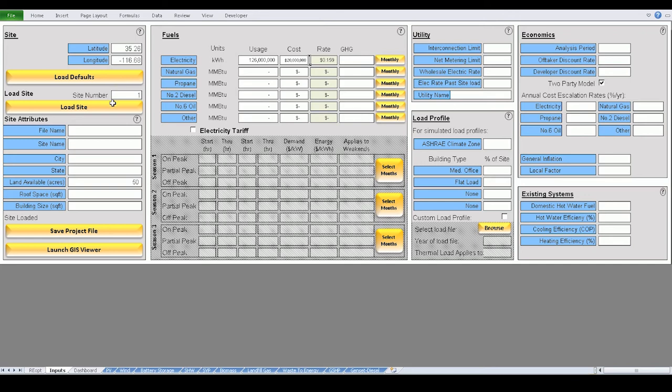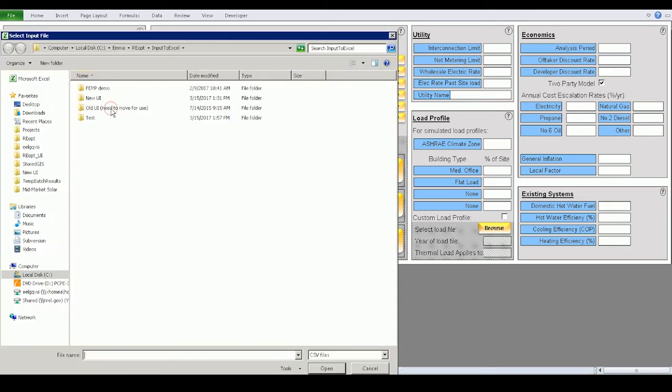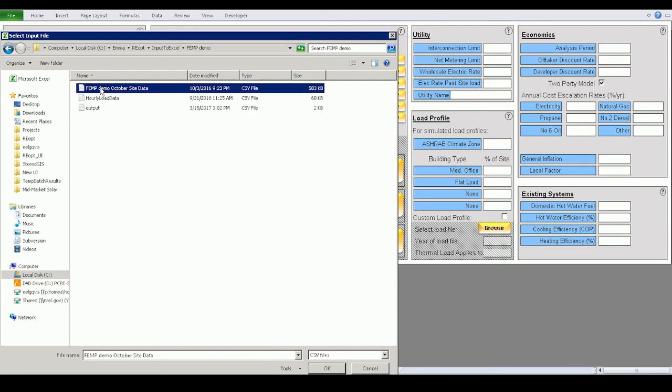All of the data can be entered here on this tab, or can be pre-populated in a site data file where all inputs to the analysis are saved. Now we will load the site data file, and the rest of this information will be populated from that file.